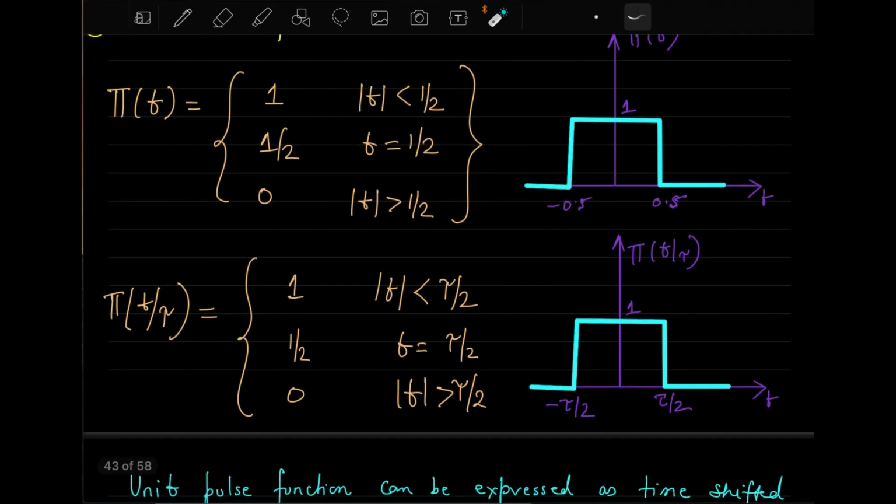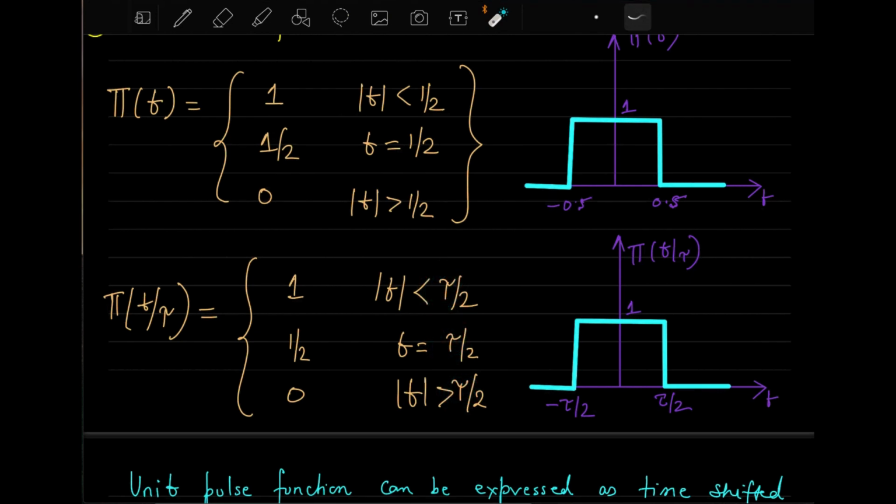A generalized function with the variable tau here. Earlier we had a fixed value of 0.5, so we are keeping it variable here. So now we will have a variable parameter tau along with this. Now it's minus tau by 2 to tau by 2, and then we have 1 here. So in this situation, the function will become like this. Here for mod of t less than tau by 2, your value is 1. Everything is the same, but the only thing is the scaling factor here becomes tau, and these things will change here.